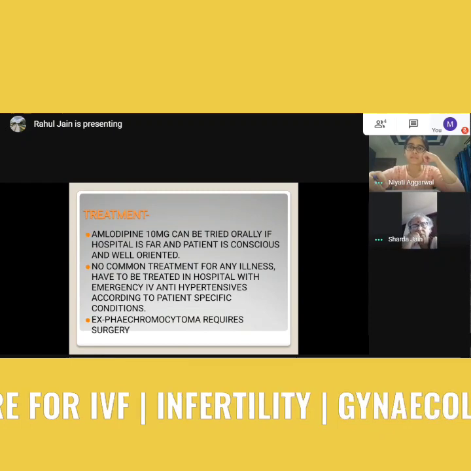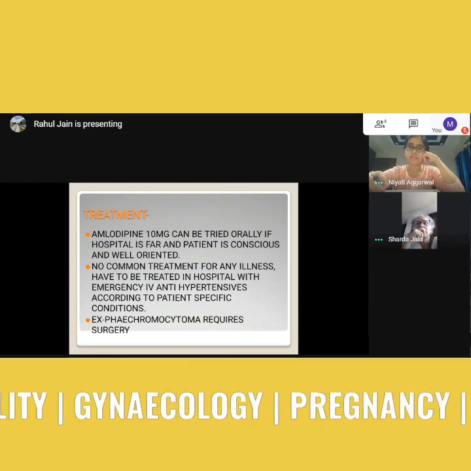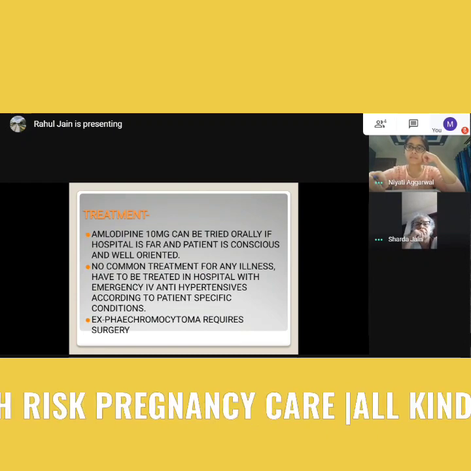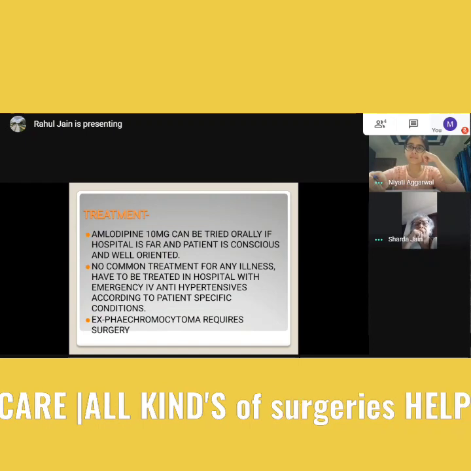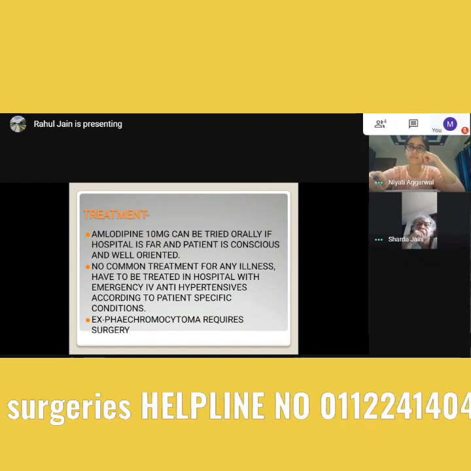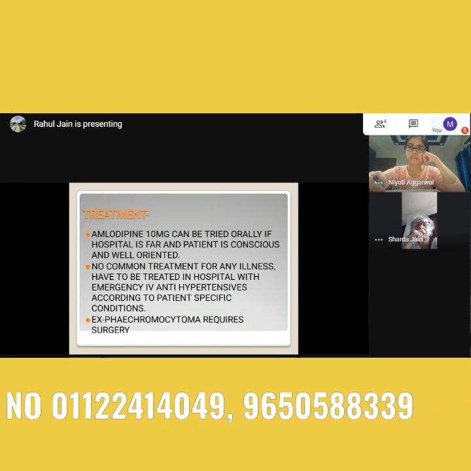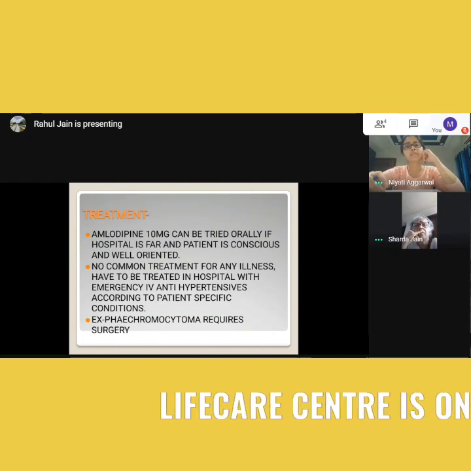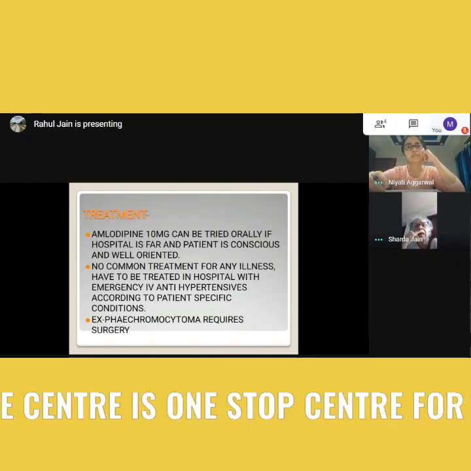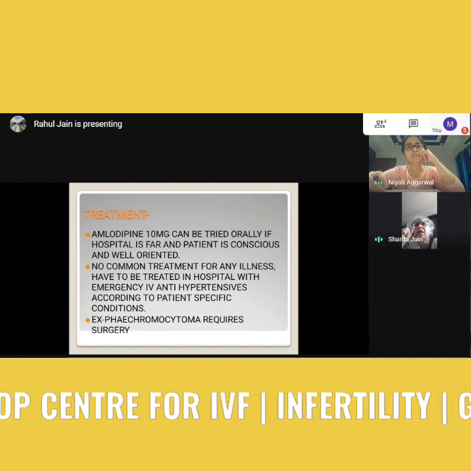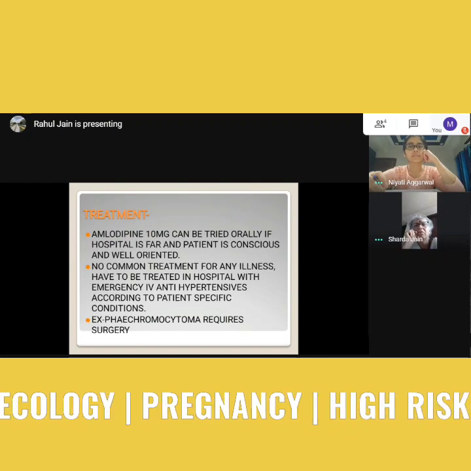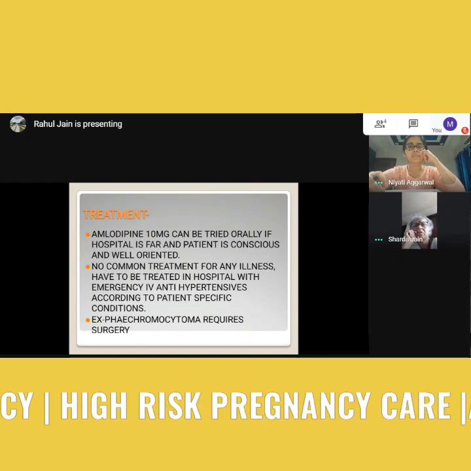But if the hospital is far and the patient is conscious and well oriented, then we can just give a tablet of amlodipine 10 mg for the time being, so that really high BP doesn't cause immediate acute problems like an intracranial bleed or something like that. Perfect. Amlodipine 10 mg can be tried, it can be repeated within half an hour. So that's it, I will conclude secondary hypertension here itself.